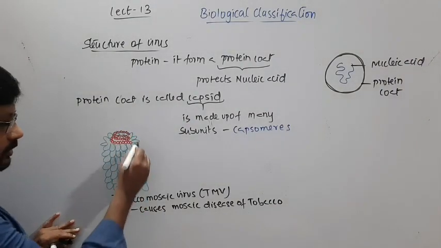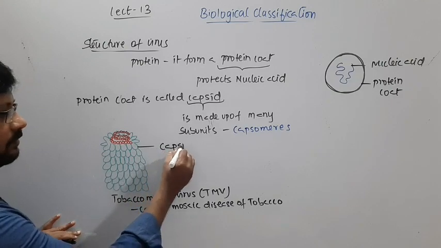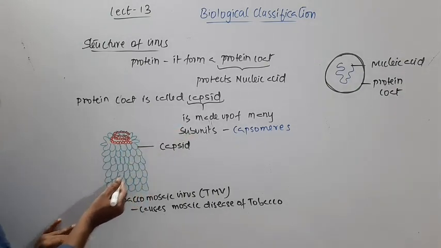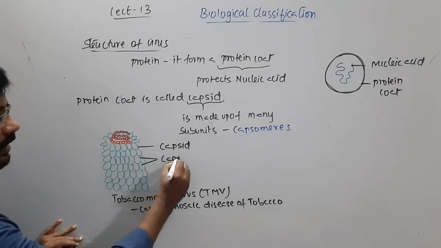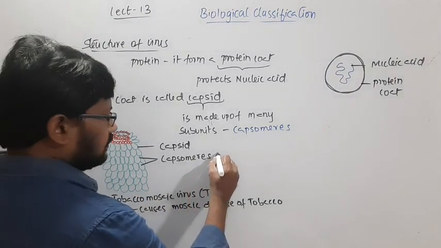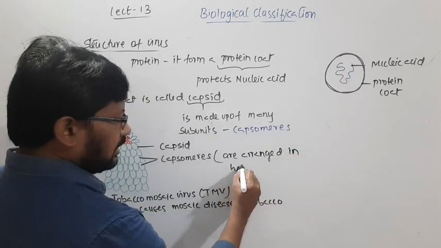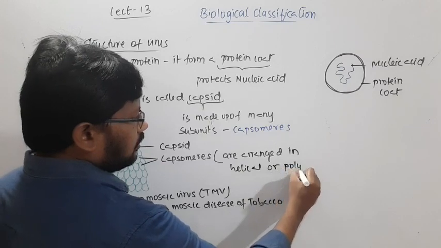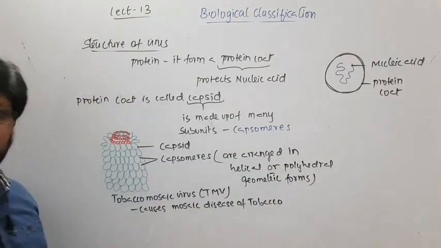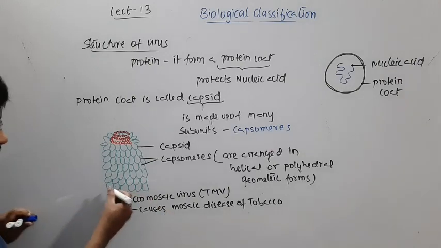You can see this is the protein coat, and this entire protein coat is what we call a capsid. I told you the capsid is composed of many subunits, and these subunits are called capsomeres. They may be arranged in helical or polyhedral geometric forms. In tobacco mosaic virus, these capsomeres are arranged in a helix.